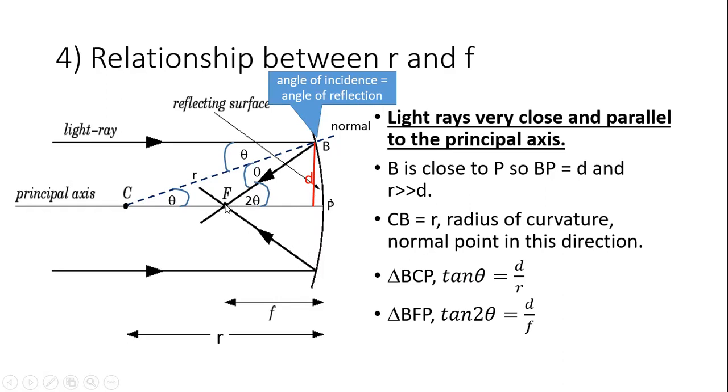And this triangle, BFP. Okay, BFP. So tangent 2 theta equals D over that one. That one is F. FP is your F.